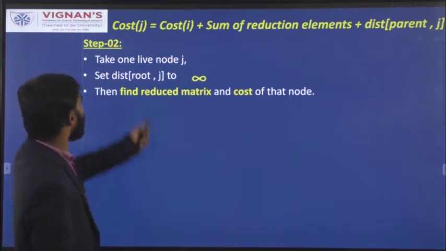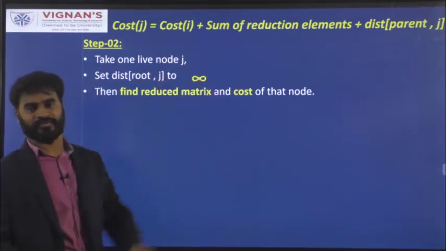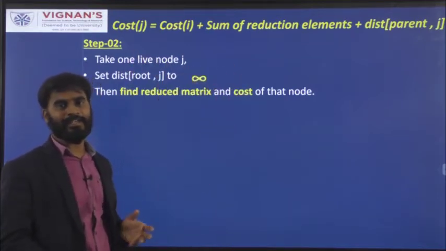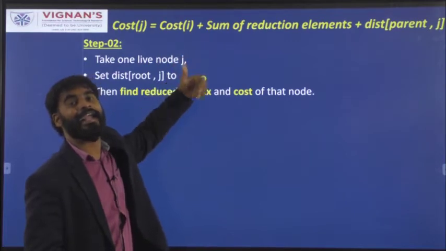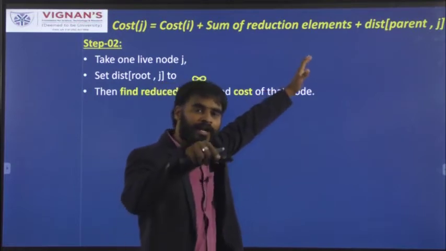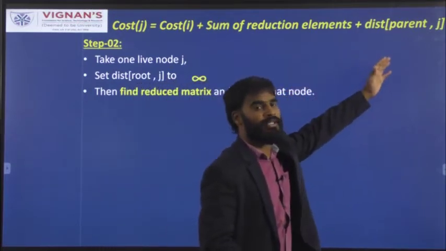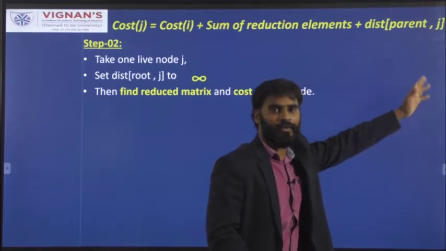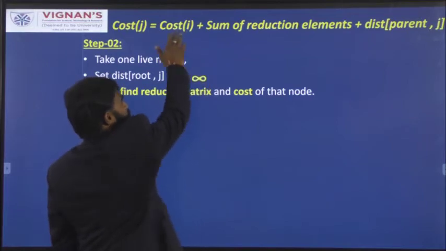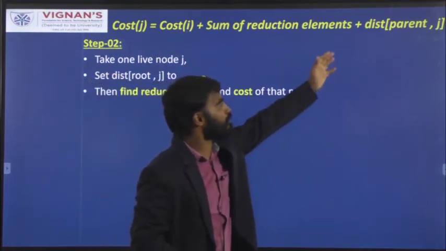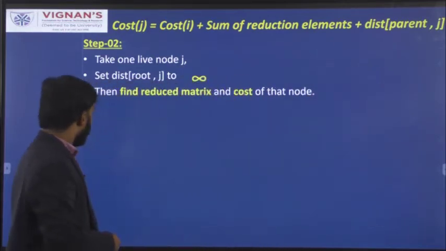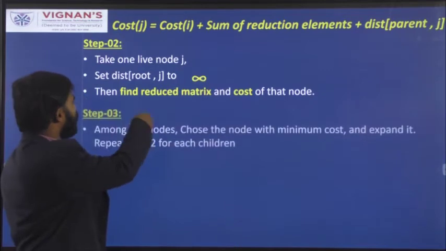This is the formula for calculating the cost at each node. It is the cost of its parent, let's say i is the parent, plus the sum of the reduction elements at that node, plus the distance from the parent node to the current node. The formula to calculate the cost at each node is the cost of its parent, plus the sum of reduction elements, plus the distance between the parent node and the current node. You do this for every node.